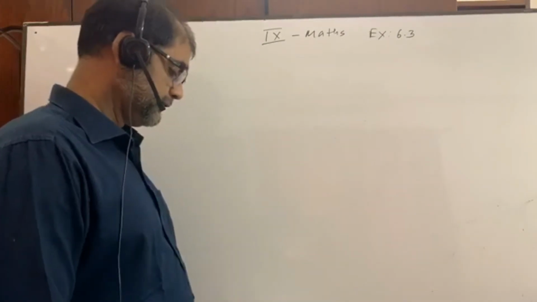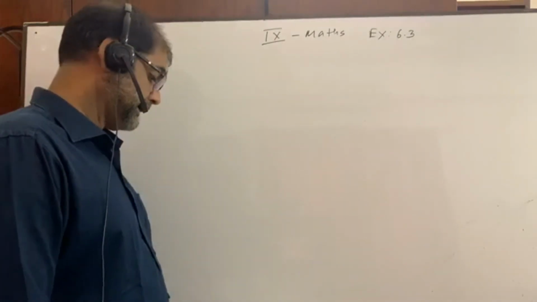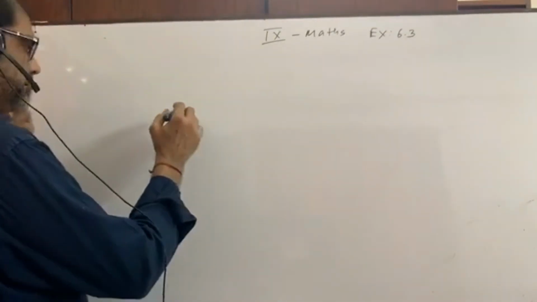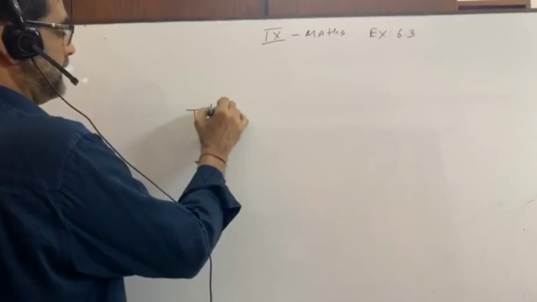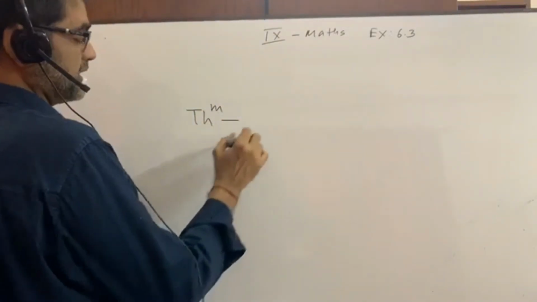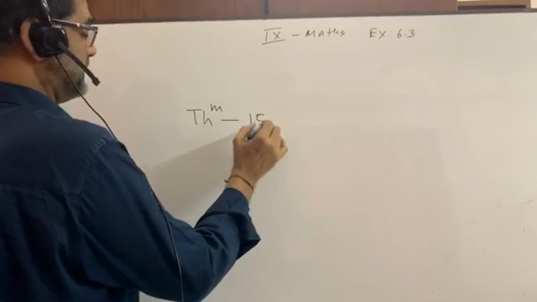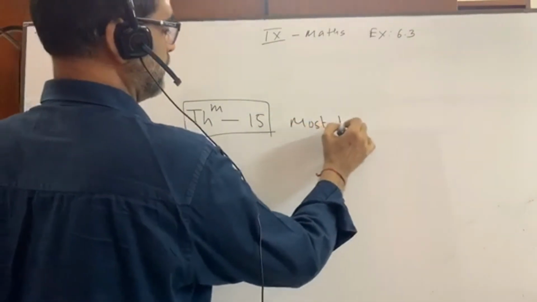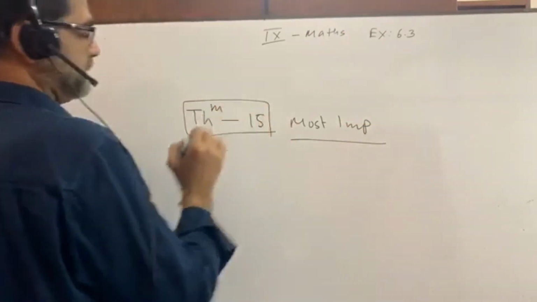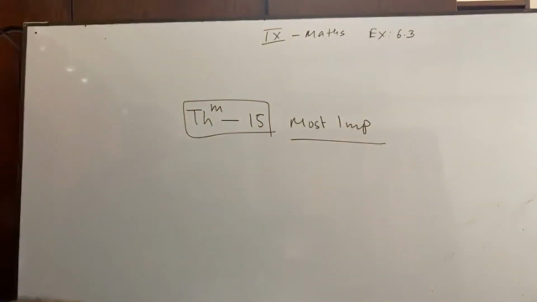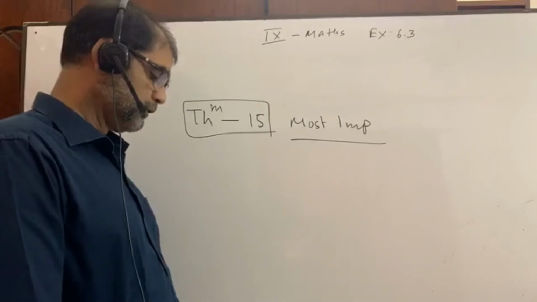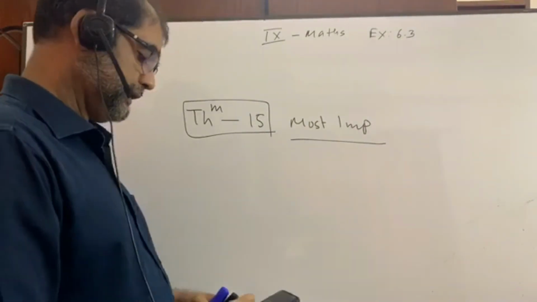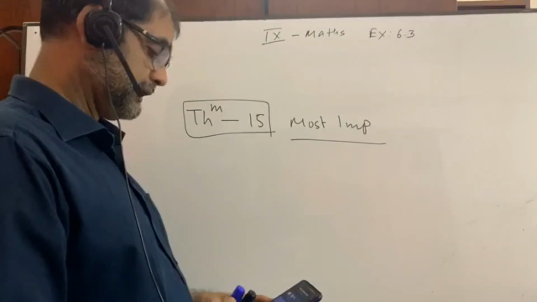There is a question in your book, that is theorem 15. You write down theorem 15. It was also in the class 8 book, theorem 15, the most important. Write it down, the most important one to be given in the examination. As it is done in the book, I am not going to prove it, but if you want, you can write to me, and I can prove it.